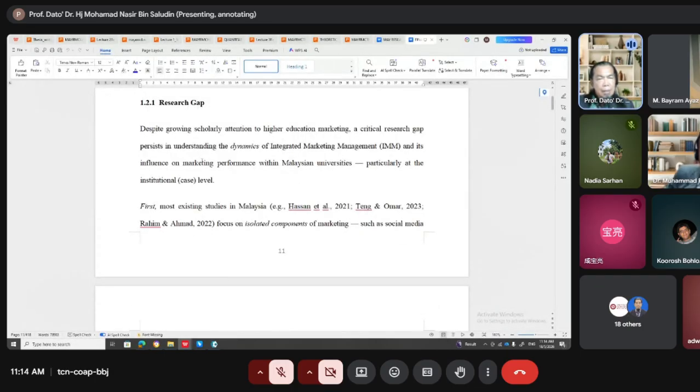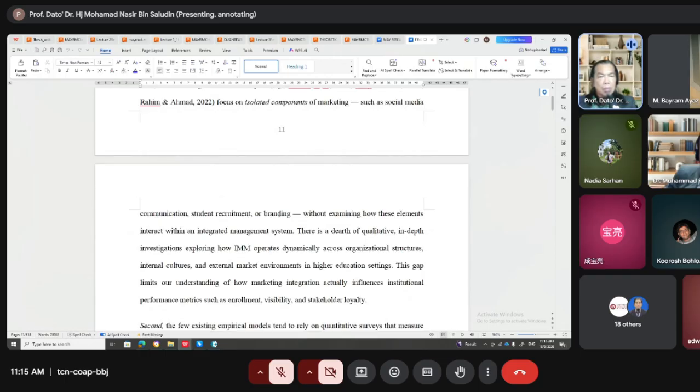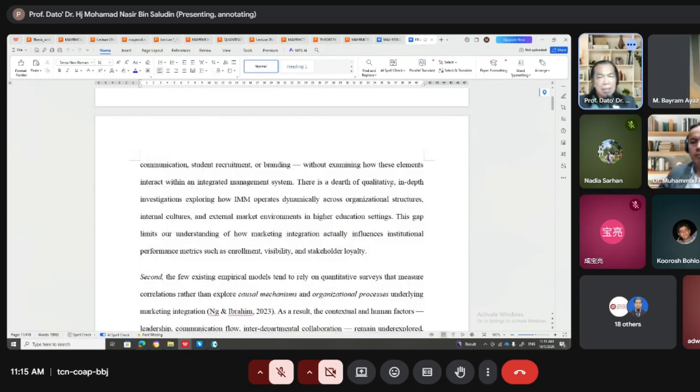Research gap. Okay, research gap number one. Most existing studies in Malaysia focus on isolated components in marketing, such as social media, communication, student recruitment, and branding, without examining how these elements interact within an integrated management system. There is a dearth of qualitative, in-depth investigation exploring how IMM operates dynamically across organizational structure, internal culture, and the external market environment in the higher education system. This gap limits our understanding of how marketing integration actually influences institutional performance metrics such as enrollment, visibility, and stakeholders. If we use quantitative methods, it is very difficult to get the answer. If you use qualitative methods based on content analysis, and also interviews and observation, then we can get the answers.